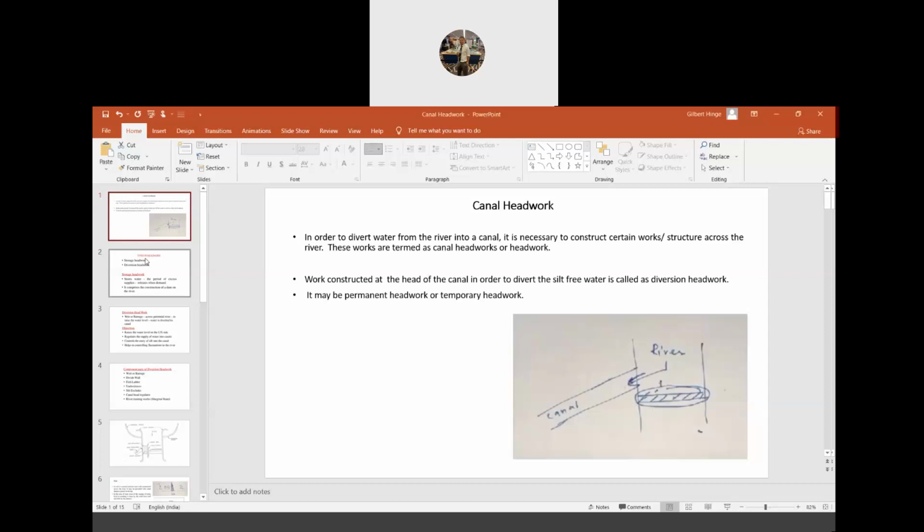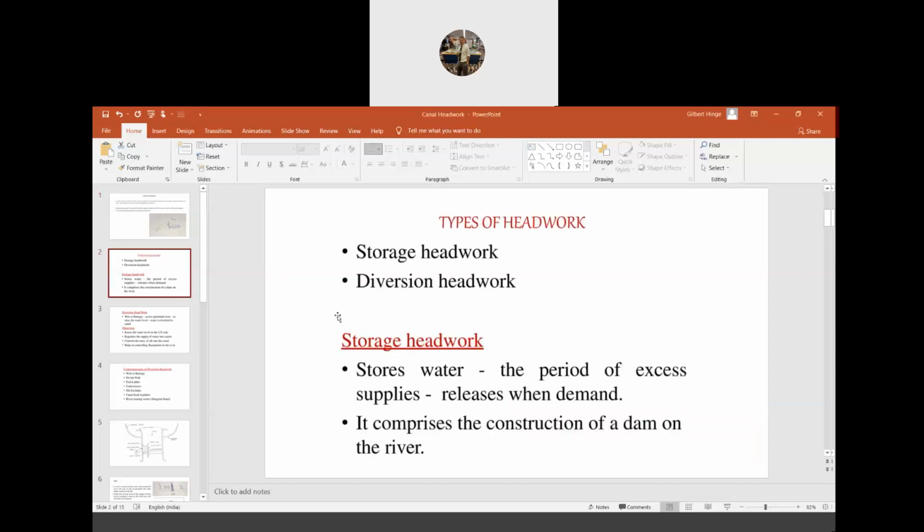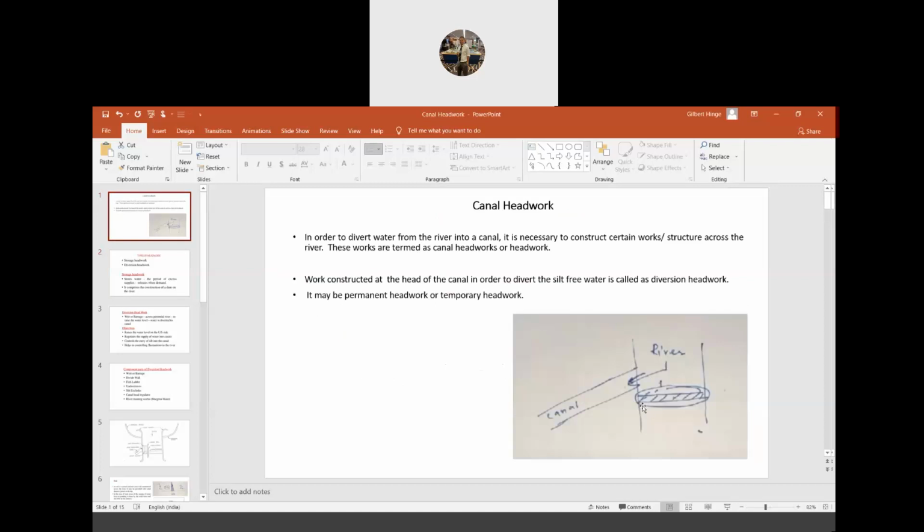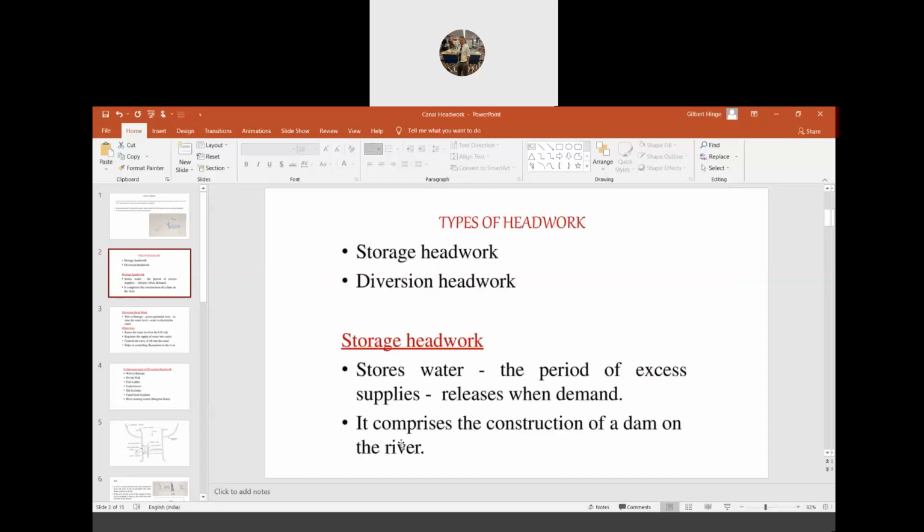Okay, so canal head work can broadly be classified into two types. One is called a storage head work. For example, if we construct this structure here just to store the water, we are not going to divert it. We're just going to store it so that we can use it whenever it is needed. That kind of a head work is called a storage head work. However, if we are going to divert this water into a canal, that kind of work is called a diversion head work.